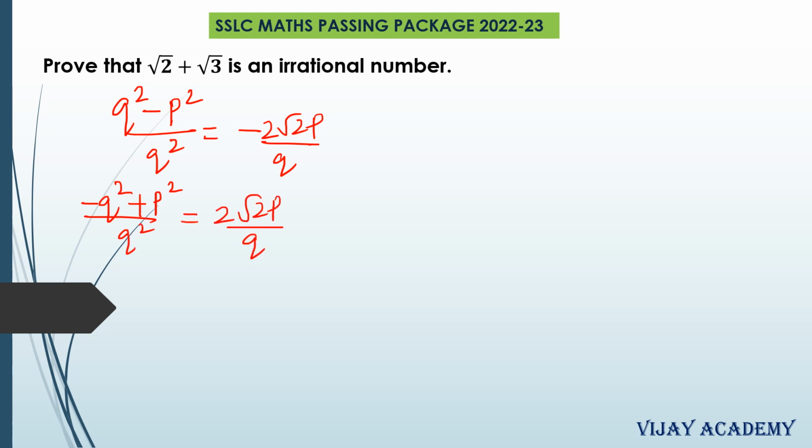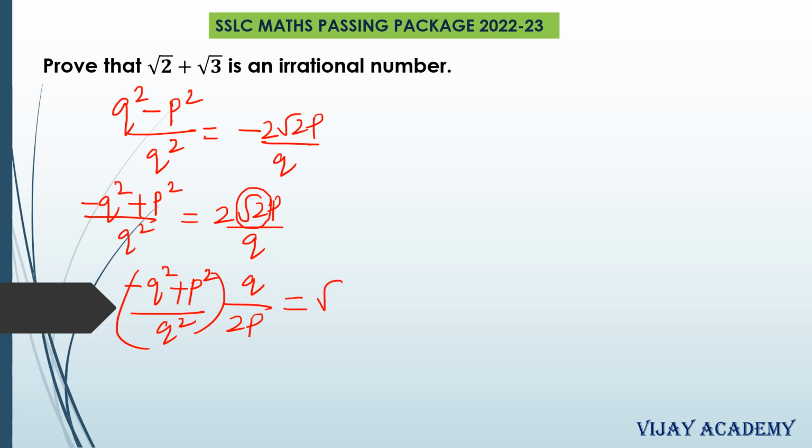Now let us isolate root 2 in the RHS, so transpose other things to the LHS. So we get minus q square plus p square, the whole divided by q square, into q divided by 2 into p, which is equal to root 2. Now here q and q square will get cancelled. So finally we get minus q square plus p square divided by 2pq, which is equal to root 2.